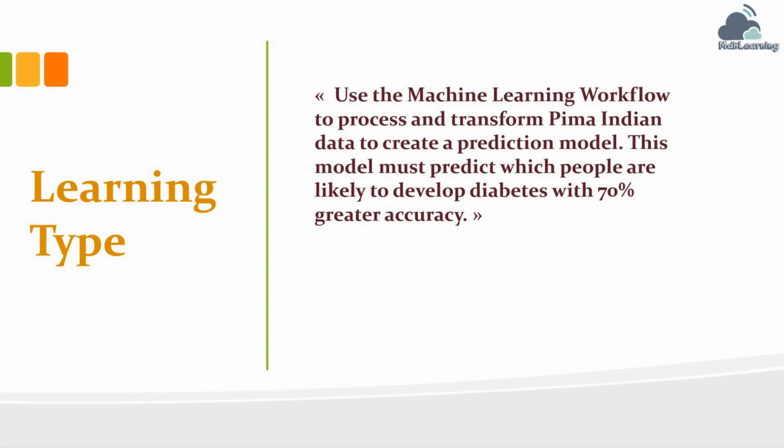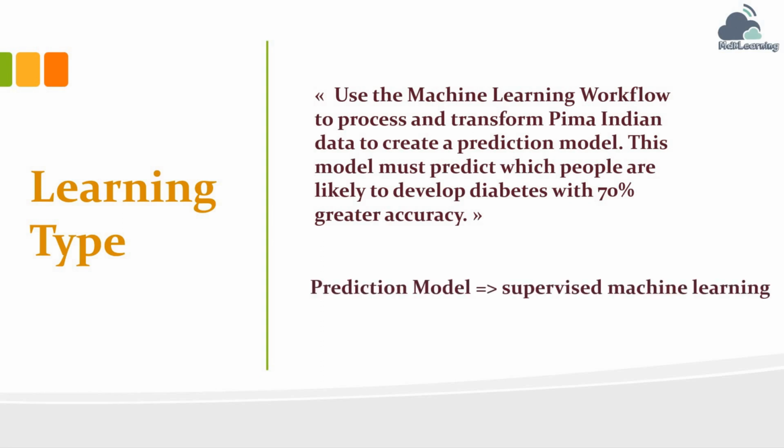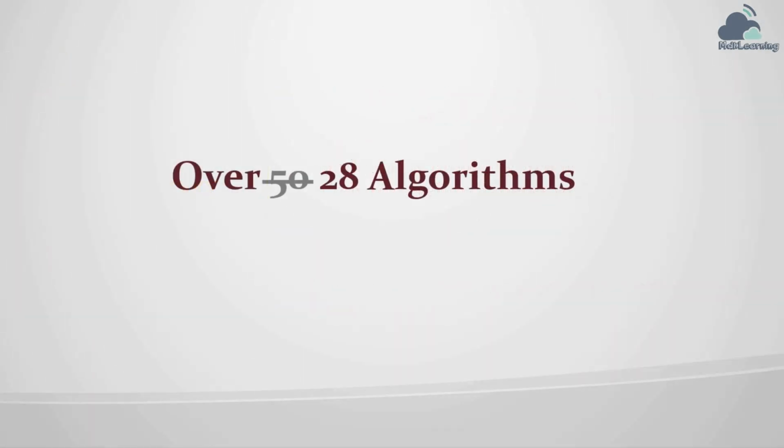Prediction means supervised machine learning, so we can eliminate all algorithms that do not support supervised machine learning. That reduces the number of choices, but we still have a lot. Let's see what else we can do. Let's see how the result type can help. Prediction results can be divided into two categories: regression and classification.